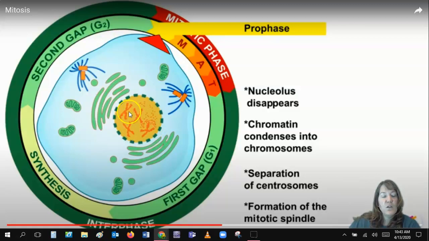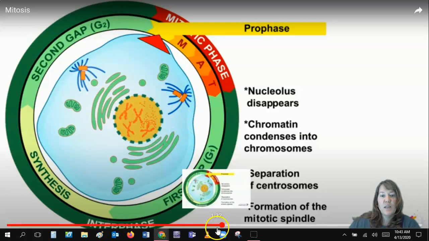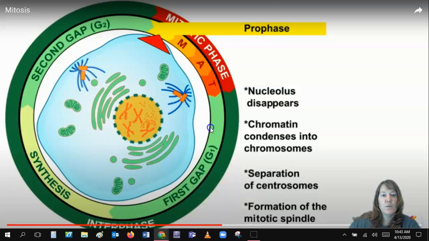So prophase, you're going to start seeing chromosomes, and you're going to dissolve this nuclear envelope and form the spindle fibers. Those are the key characteristics that define prophase. So we'll go on from there.